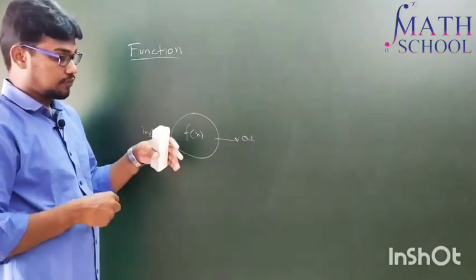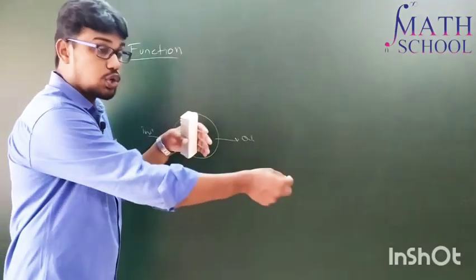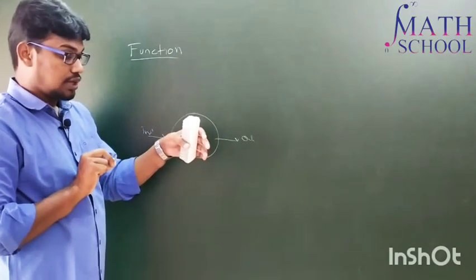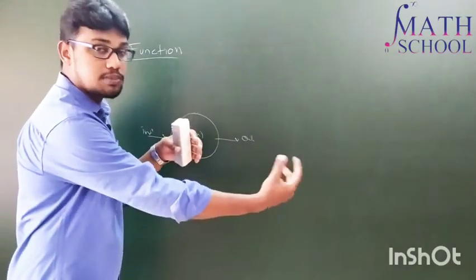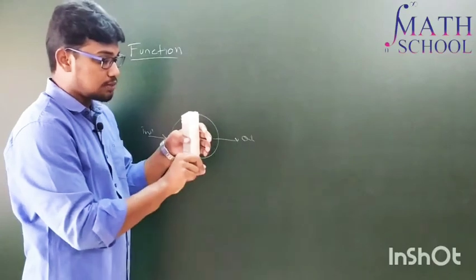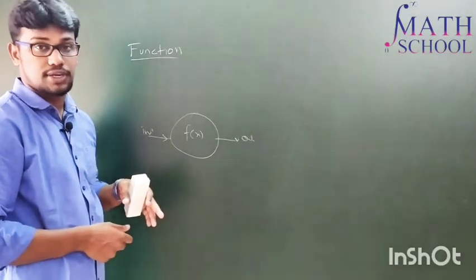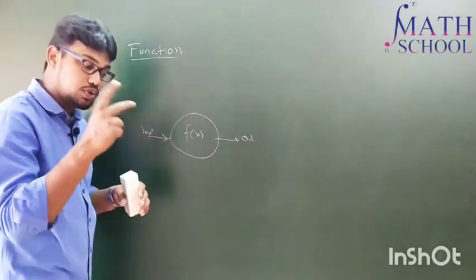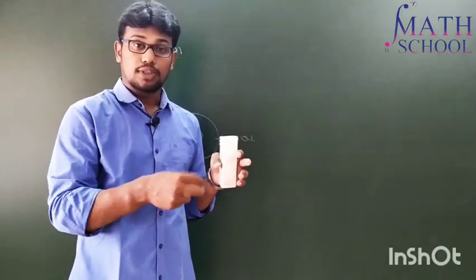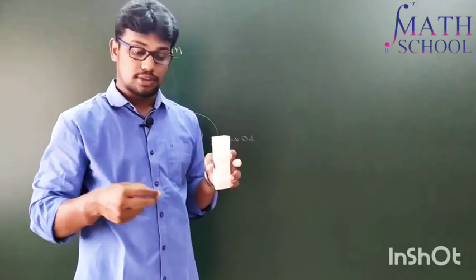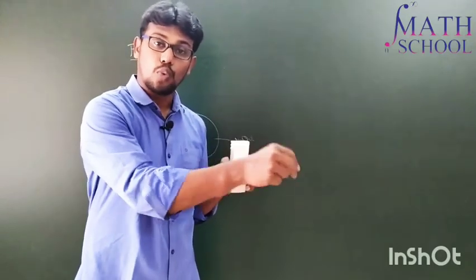The second condition is, whatever input I give should give me a unique output. In the sense, if I give one object inside this machine, that should give only one object as output. If it gives two objects as output, then it fails to hold the definition of a function. So there are only two conditions: if you give any input, that should give an output, and if you give one input, that should give you only one output.